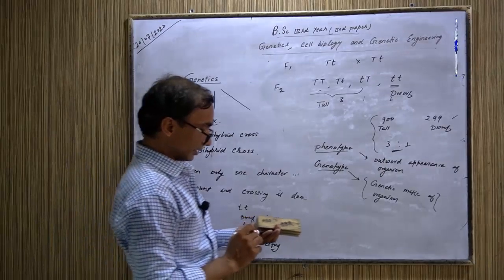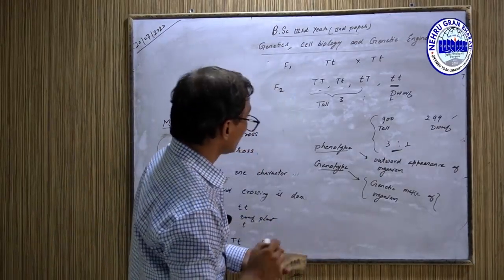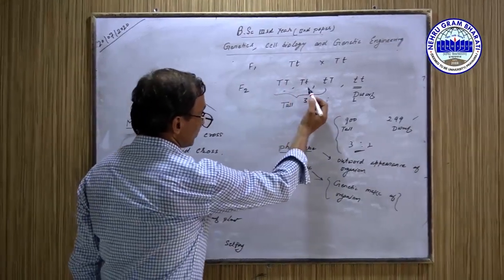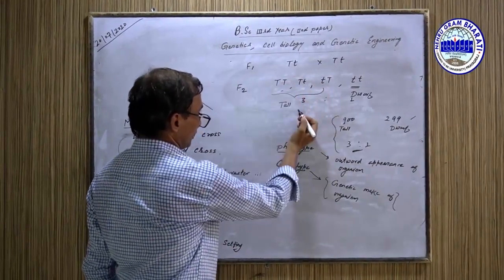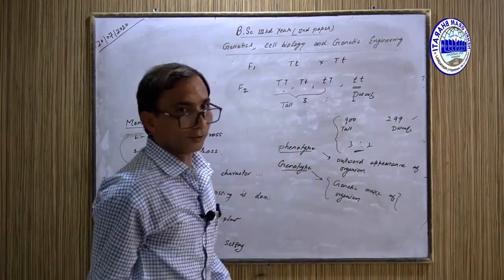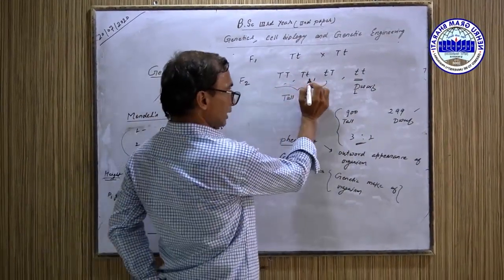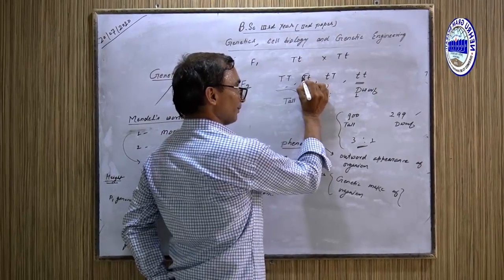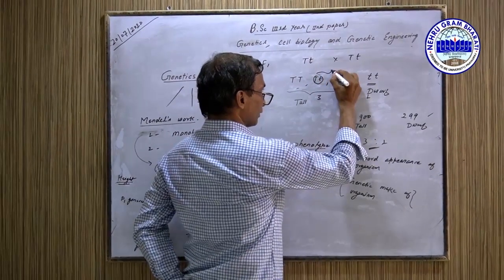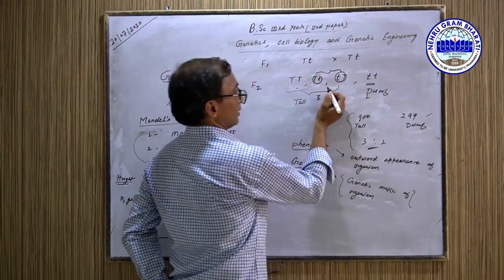So look at here, as I told you a few minutes back, we conducted a cross. We get T, those were the phenotype. This is tall, this is tall, this is tall, but this was the dwarf. So phenotypically dwarf. But if you look very carefully, this is the heterozygous condition, and this is also the heterozygous condition. So these two are what? Yes.